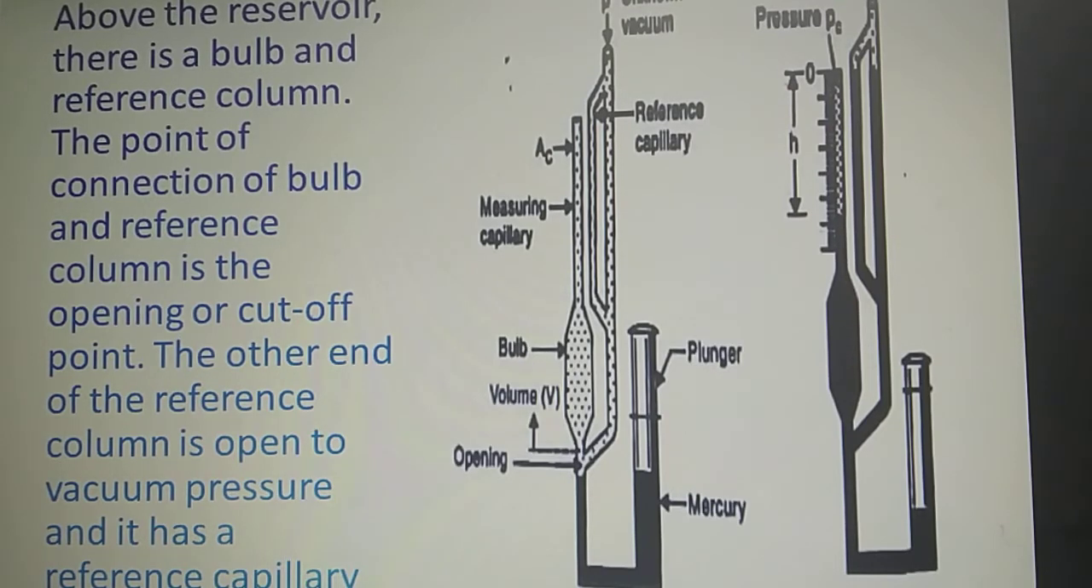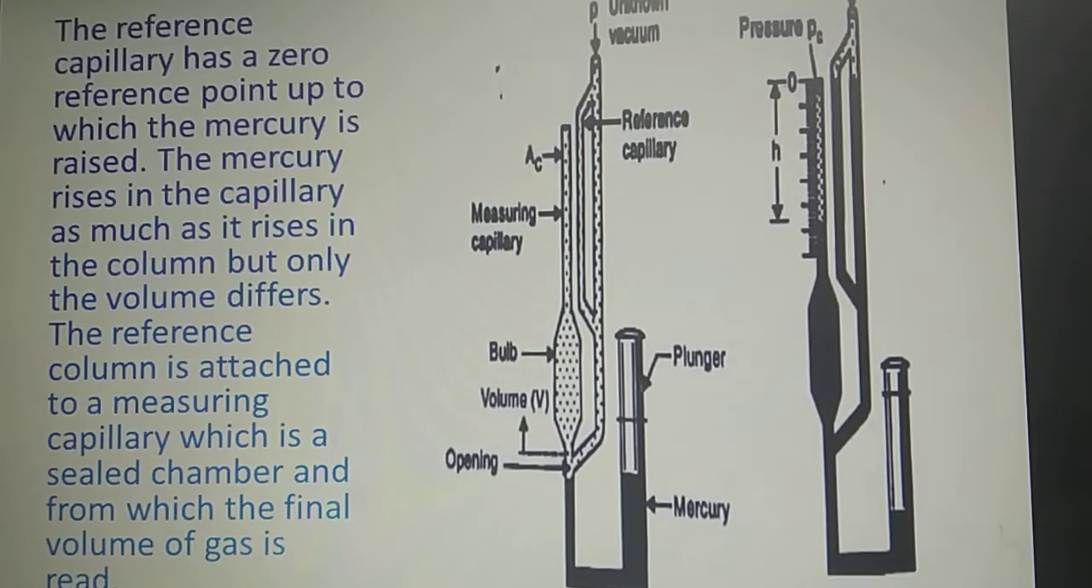The other end of the reference column is open to vacuum pressure and it has a reference capillary. The reference capillary has a 0 point up to which the mercury is raised. So the level of the mercury can be raised up to the 0 reference point. The mercury rises in the capillary as much as it rises in the column, but only the volume differs.